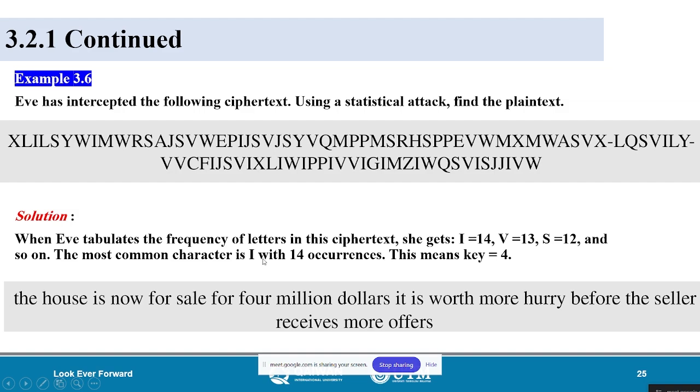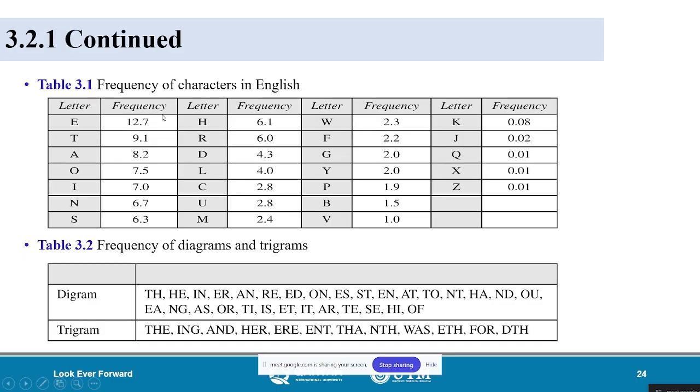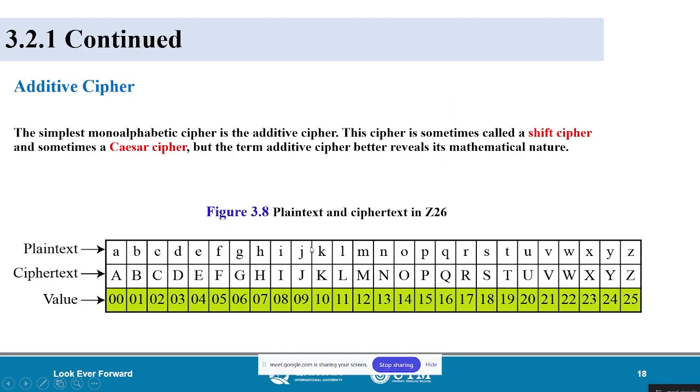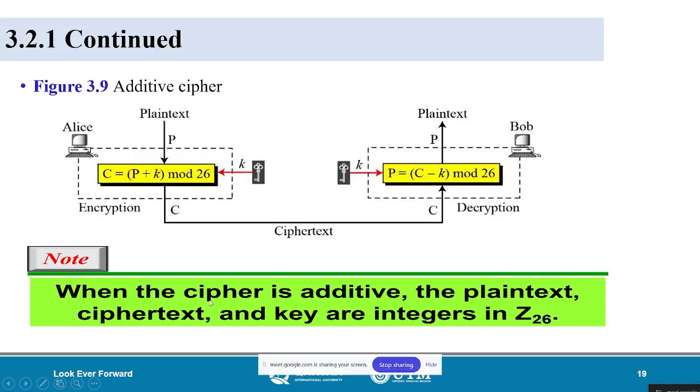Now, the most common character is I with 14 occurrences. This means the key is 4. Why is that? Because we said that the E has the highest frequency of occurrence. And if you take a look at E, you would get that the key is 4. So that's how Eve will understand the additive cipher.